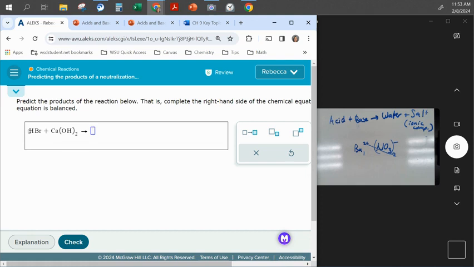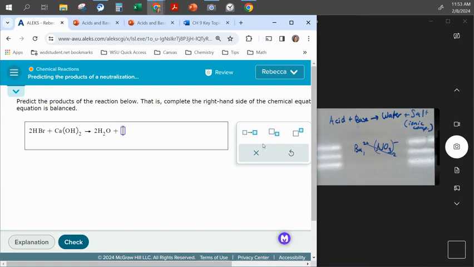So here we have HBr and Ca(OH)2. So I only have 1 hydrogen. I have 2 hydroxides. I'm going to need 2 of these hydrogens in the acid to react with 2 hydroxides, and that will give me 2 waters. H2. Oops. Oh, my caps lock is on. H2O.